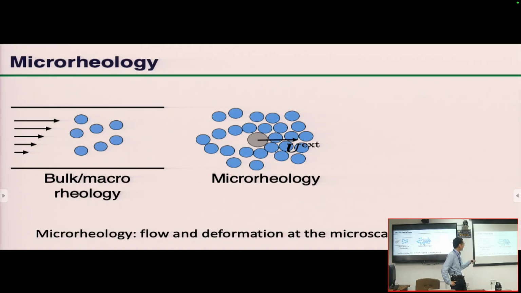So this is again a way to measure flow and deformation of materials at the microscopic level. So here's a cartoon of how that works. The blue particles are your suspension particles, whatever material you have, that's the microstructure. And you can just embed a passive bead. The size of the bead is typically comparable to the size of the microstructure.